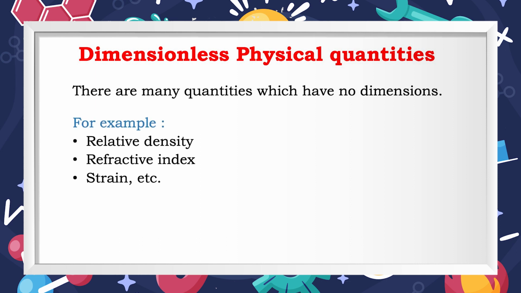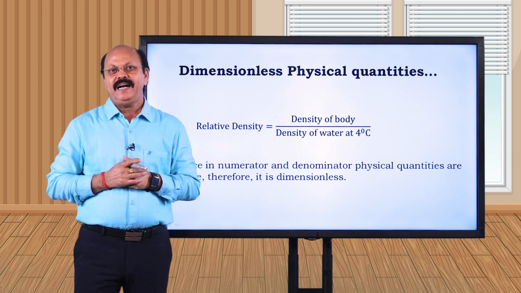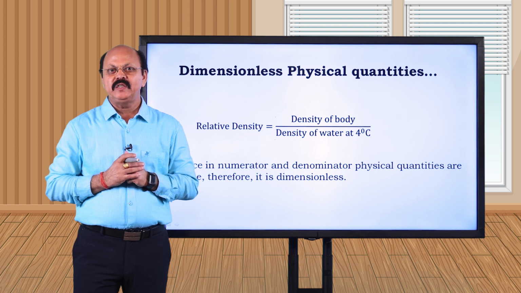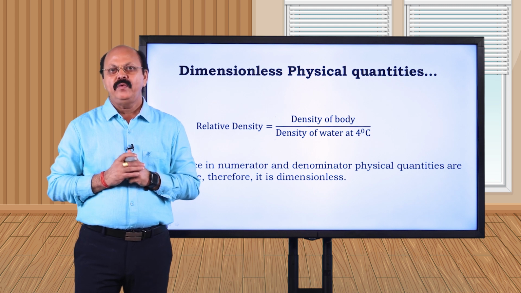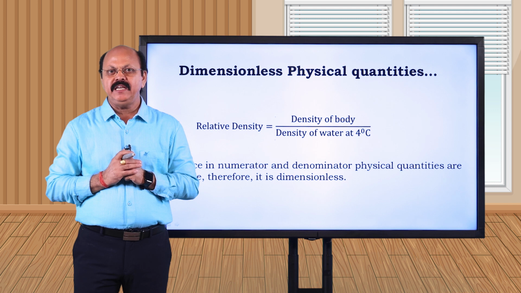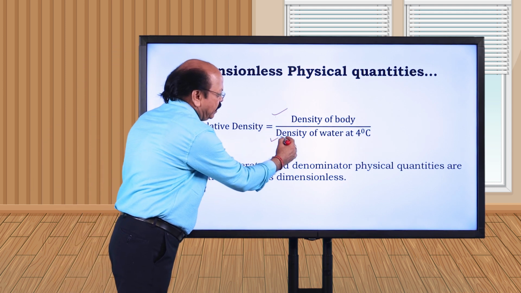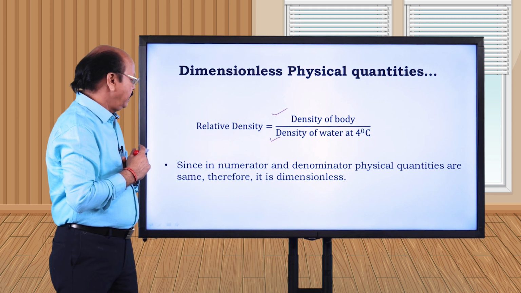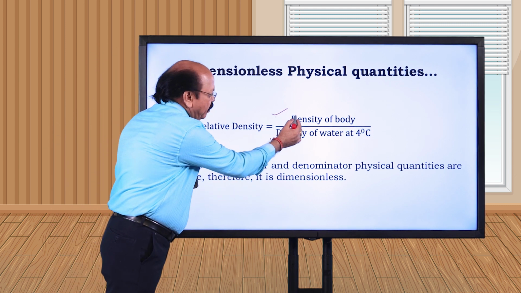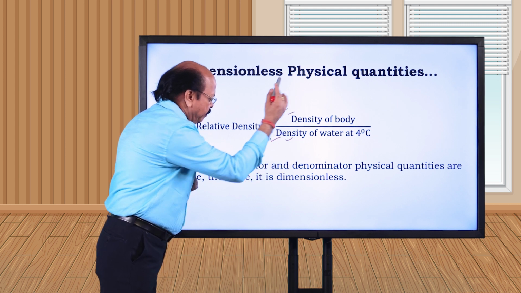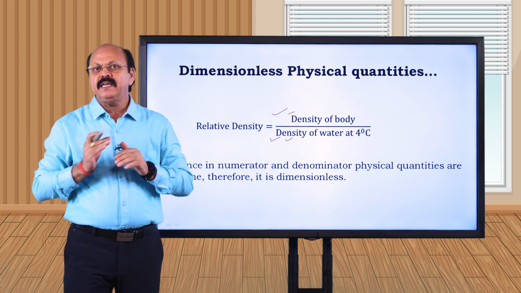For example, some dimensionless quantities are relative density, refractive index, strain, etc. We should understand why these quantities do not have dimensions. For example, relative density is equal to density of a body divided by density of water at 4 degrees Celsius. Since the numerator and denominator have the same physical quantity, it is dimensionless.